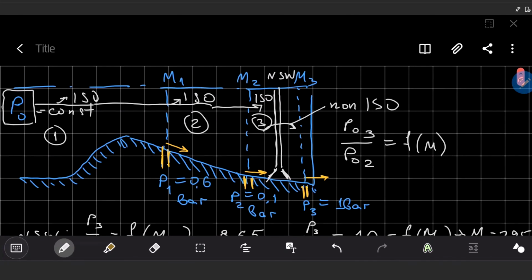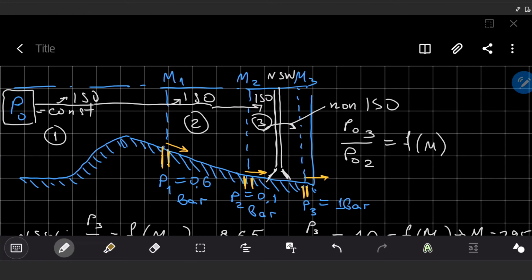So now we know P0 is 3.4. This Mach number is 1.8, this Mach number is 2.95, and this Mach number was 0.48 at point 3. So we know the Mach number everywhere.